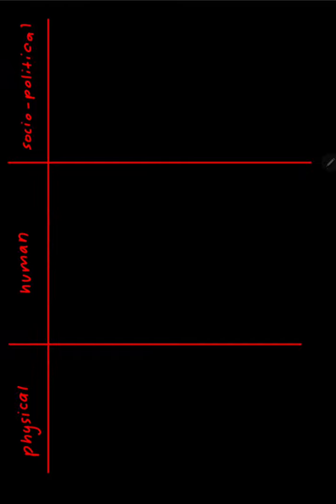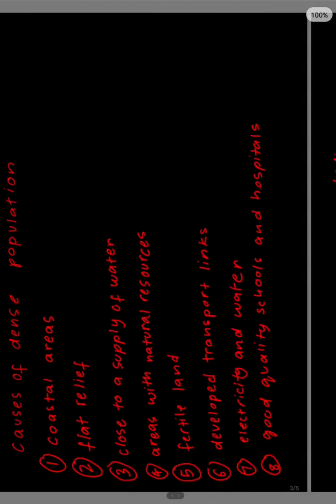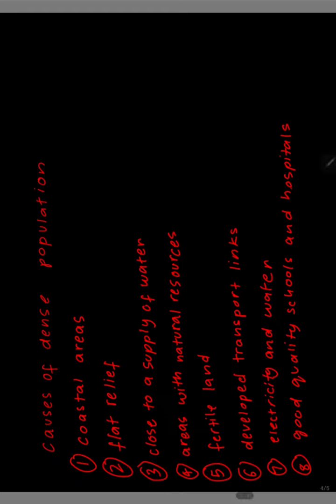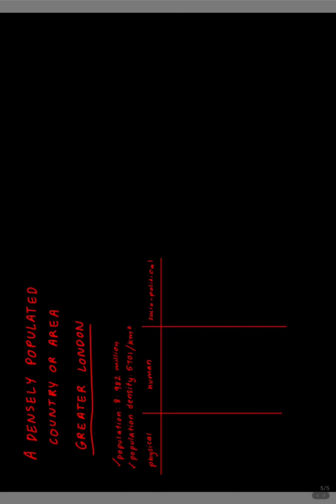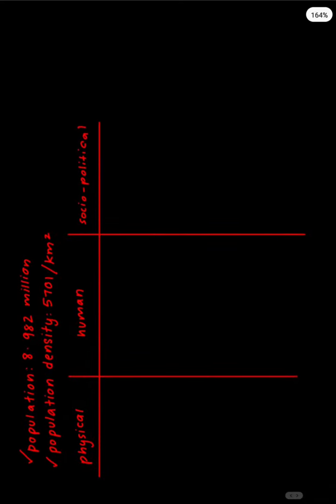So the first physical factor is, and remember that we went over the causes of dense population over here. I actually explained this part in another video. So these are the causes of dense population, and you can apply this to almost any densely populated area, but since it's a case study, you might have to be a bit more specific to the place. So the first physical factor is flat relief. And we know that because there is a flat relief, it is easy to build houses and buildings.